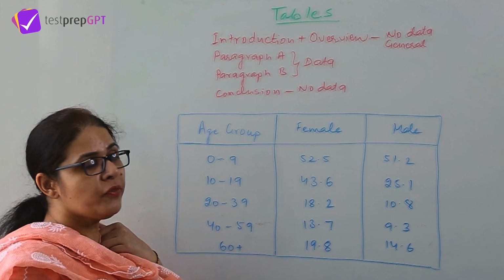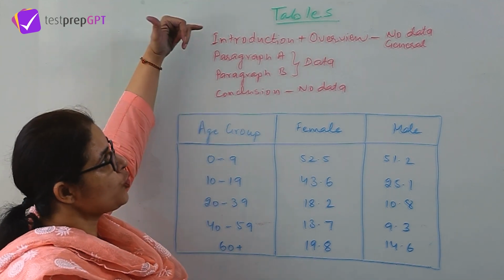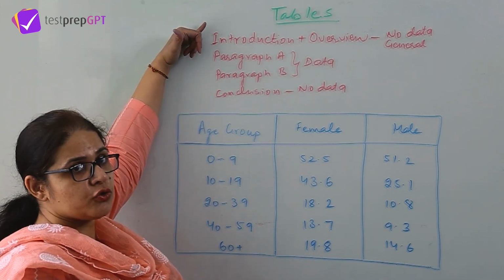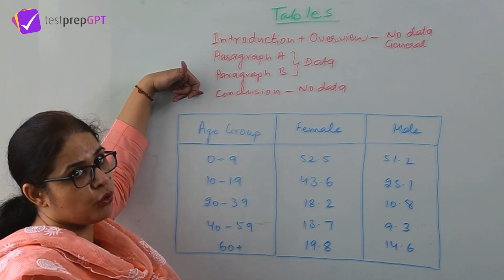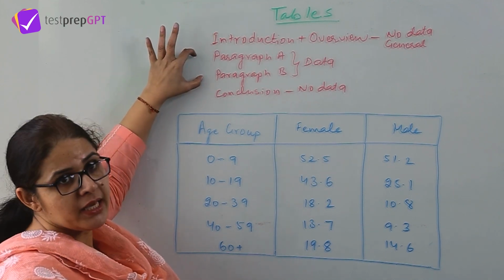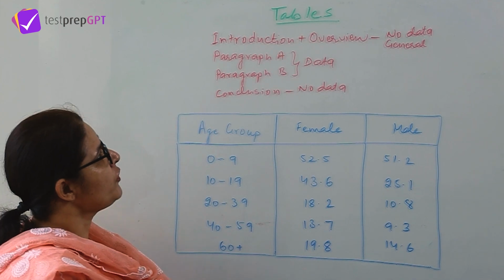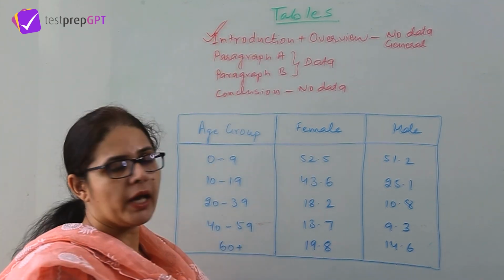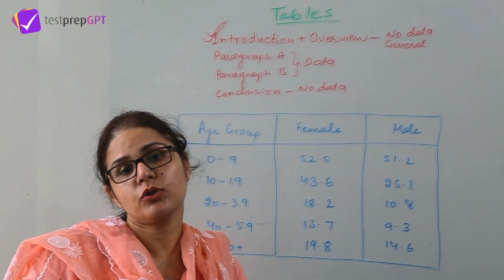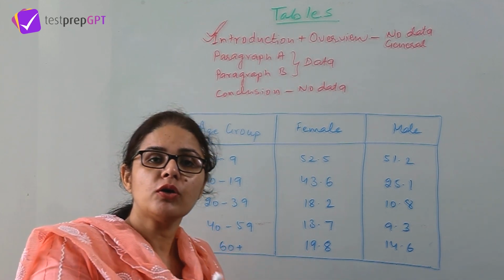Now, if you look at one thing, what I've written here is there is no data in the introductory paragraph and the concluding paragraph. We include all the data in paragraph A and paragraph B. Now, if we talk about the first thing, which is introduction, what are you going to write in it? You're going to paraphrase the question into your own words.